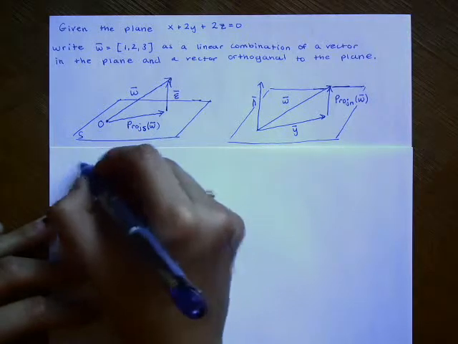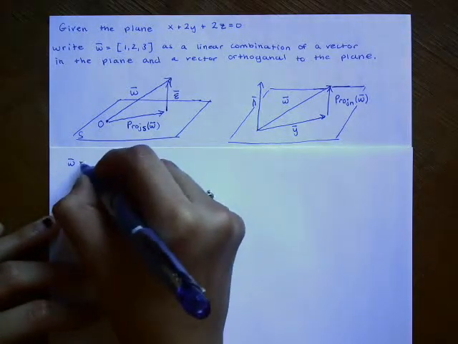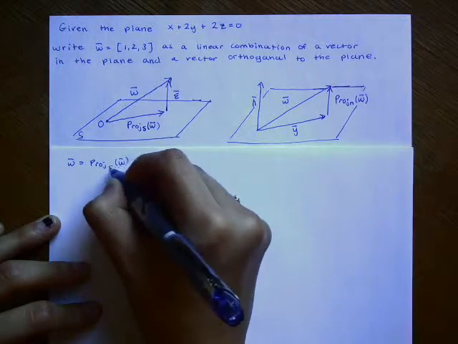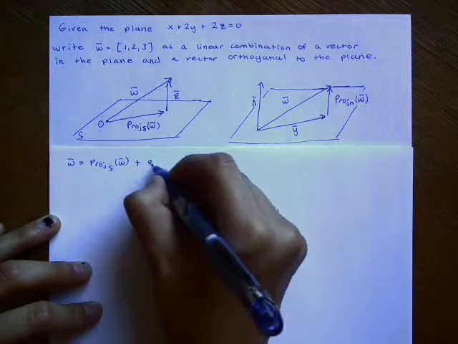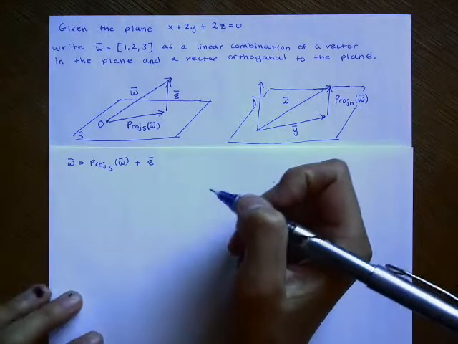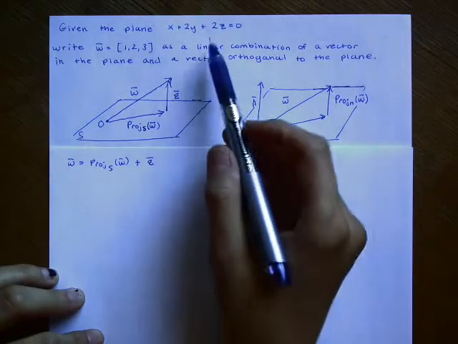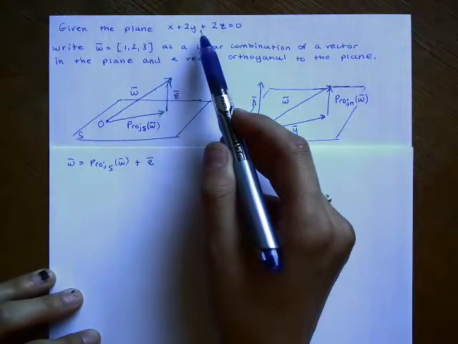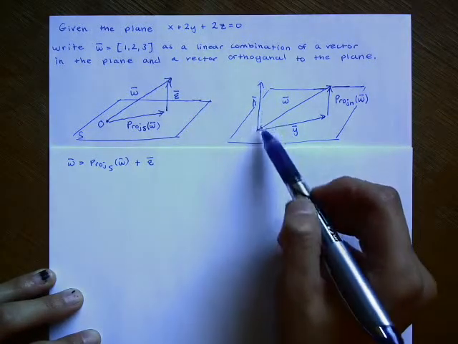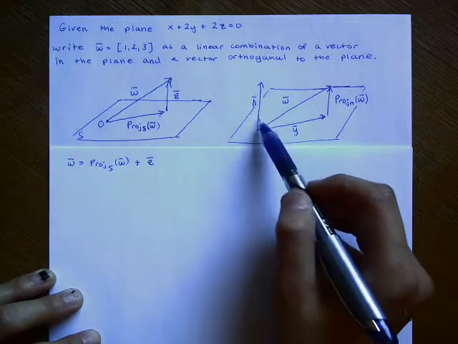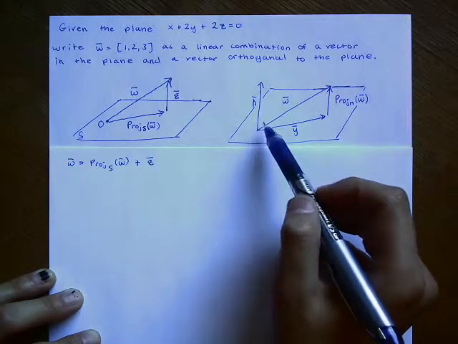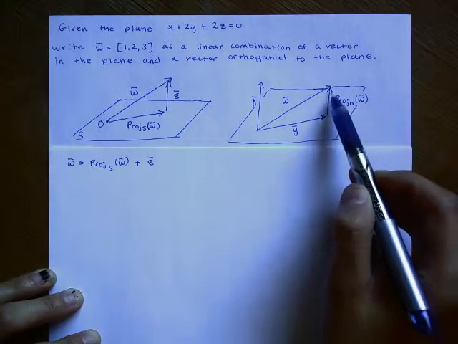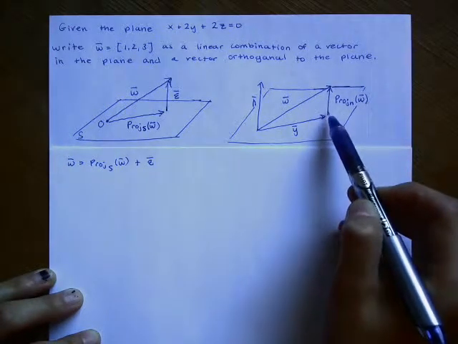So based on this picture here, we have W equals the projection of W onto the plane S plus the error vector. But we have the equation of the plane, which means that we know the normal vector. So here's our normal vector, and as we know, normal vectors are orthogonal to the plane. So that means this error vector can actually be written as a projection of W onto the normal.